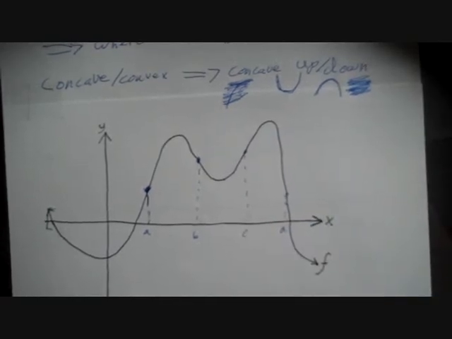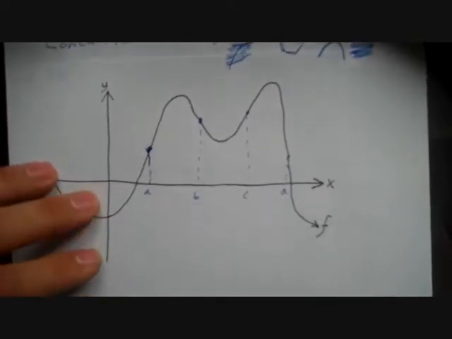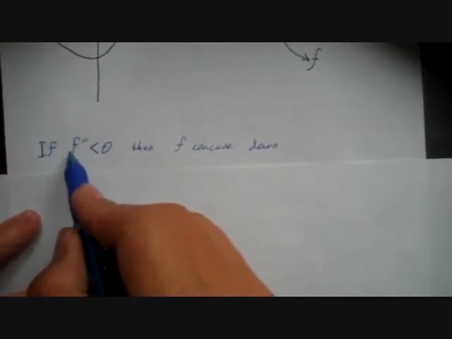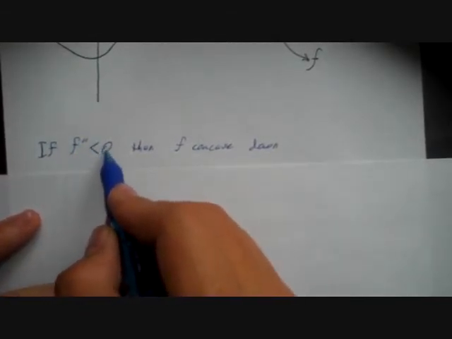Alright? So let's summarize our general rules. If our second derivative, f prime prime, is less than 0, so if it's negative, then it's concave down, frowny face, it's down, it's negative. If our second derivative is greater than 0, which means it's positive, then it's concave up. It's positive, it's a smiley face, it's concave up.